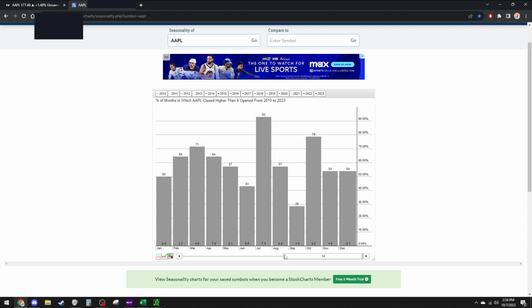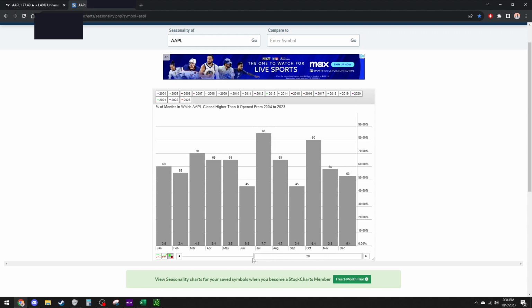Whenever I do my back testing and whenever I select stocks, I will try to get as much of the data as possible. So I do a 20-year back test. This is the past 20 years of Apple, and you can see Apple does really well in the month of July and the month of October, right? The month of July, Apple goes up 85% of the time, and when it does go up, it's usually going to give you an average return of 7.7% for the month. And for October, Apple goes up 80% of the time, giving you a 6.4% average gain for the month of October.